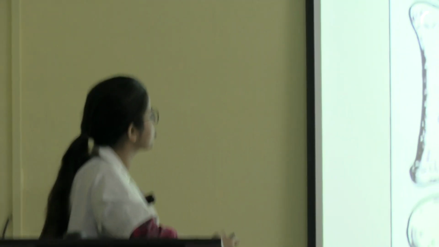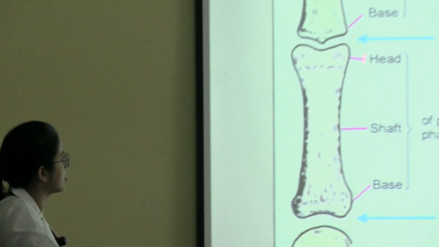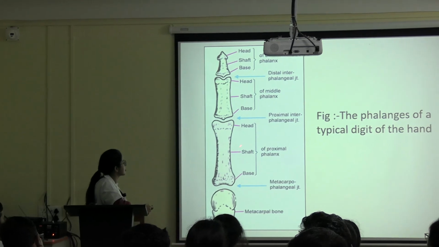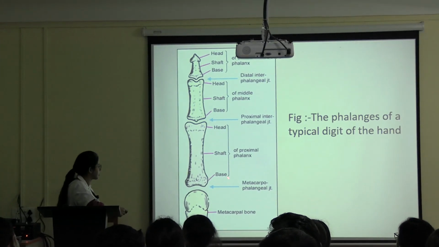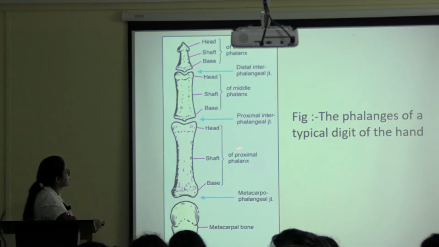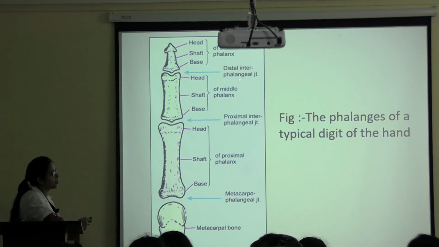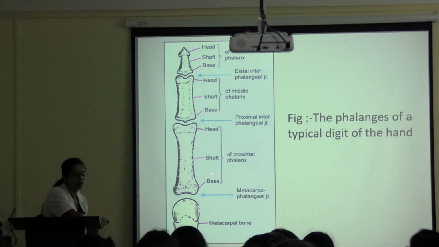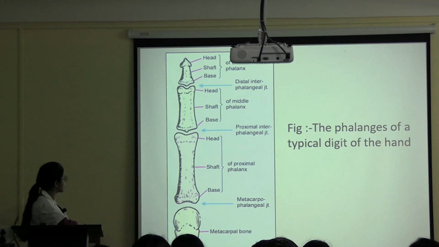See, each of the phalanx will have 3 parts. This is the head, this is the shaft, and this is the base. Okay, this proximal phalanx, middle phalanx, and distal phalanx all will have 3 parts. Okay, so what is this shape?